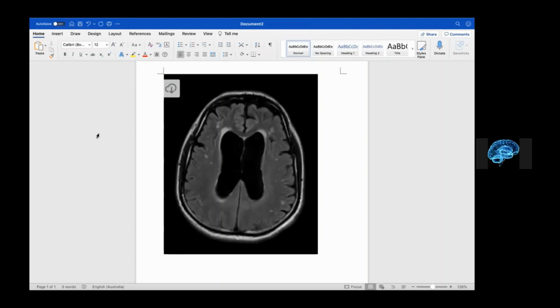So was it Ray that said T1? You're actually pretty close, because in T2, you would expect the ventricles to be hyperintense. Is that right? Or hyperdense? That's right, yeah. So in FLAIR, the CSF is actually attenuated. So the signal that you get from the CSF is attenuated.